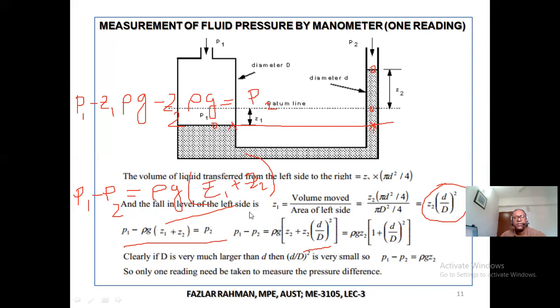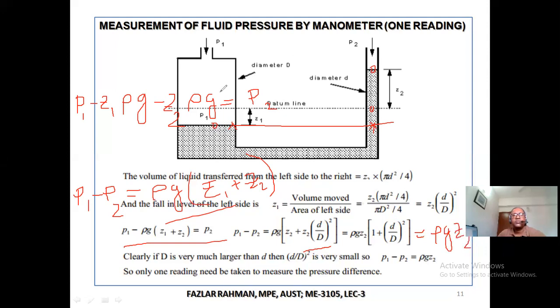So you see this whole square, now I can ignore. I can say this will be a very small value. That means this bracket term will ultimately be equal to 1. So the value in the bracket term is 1. That means this is ultimately equal to rho G into Z2.